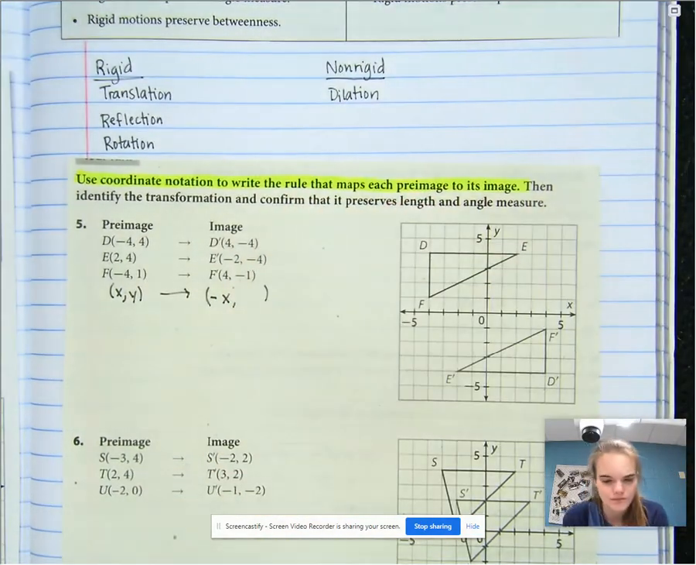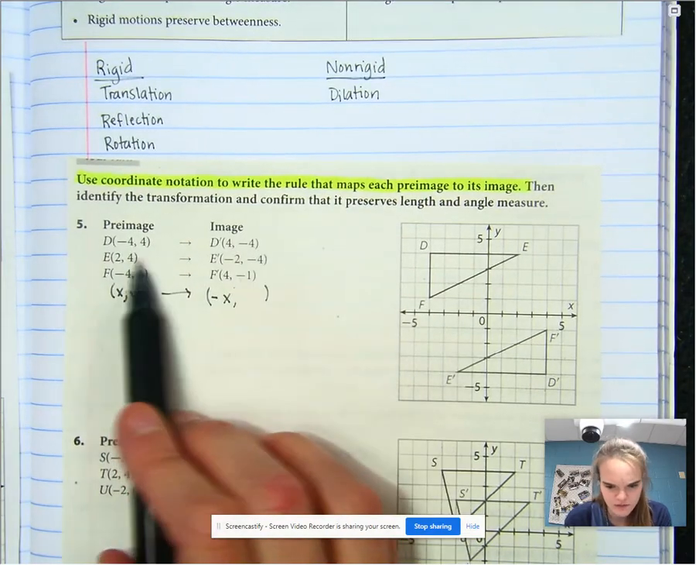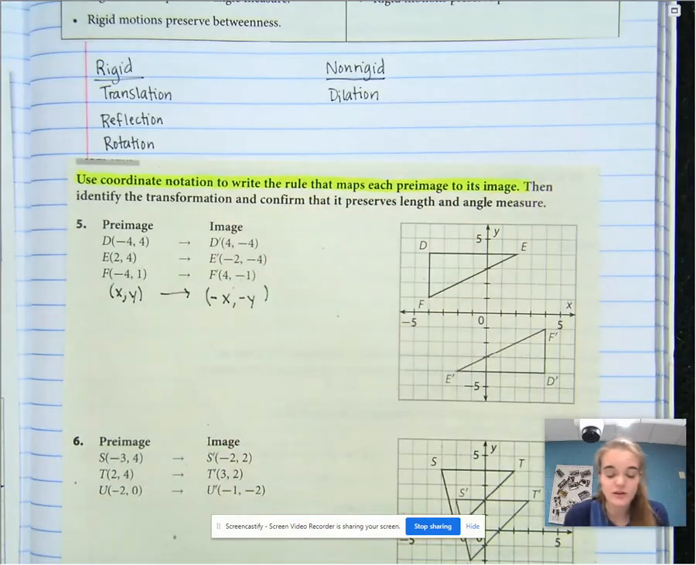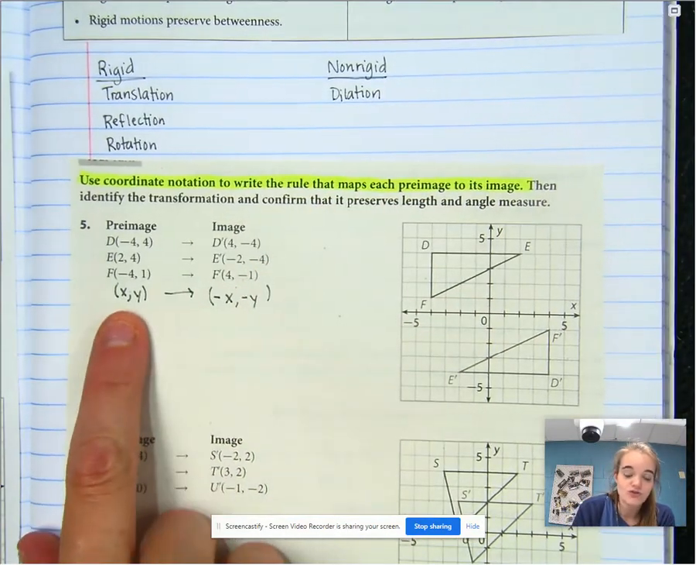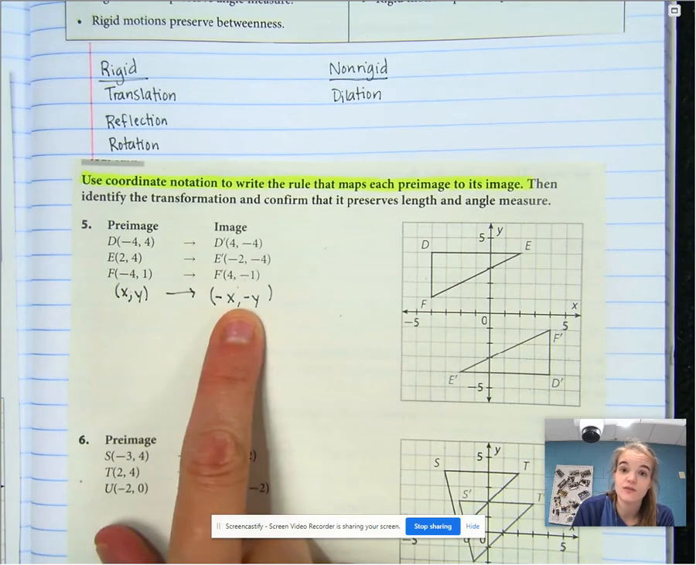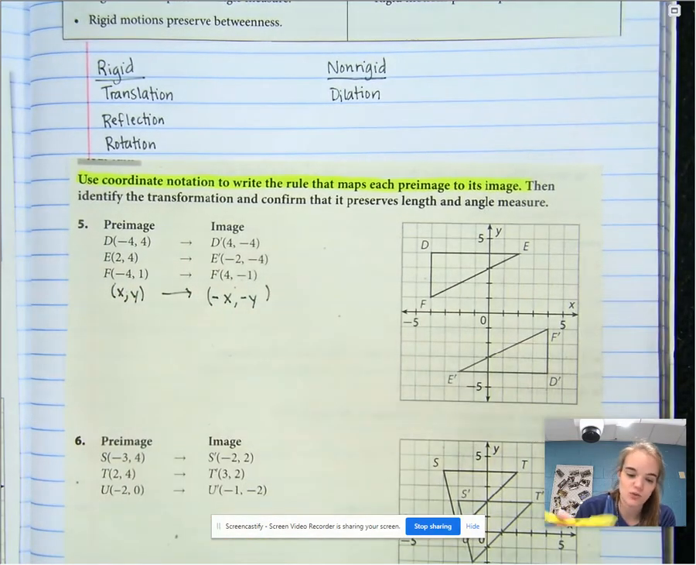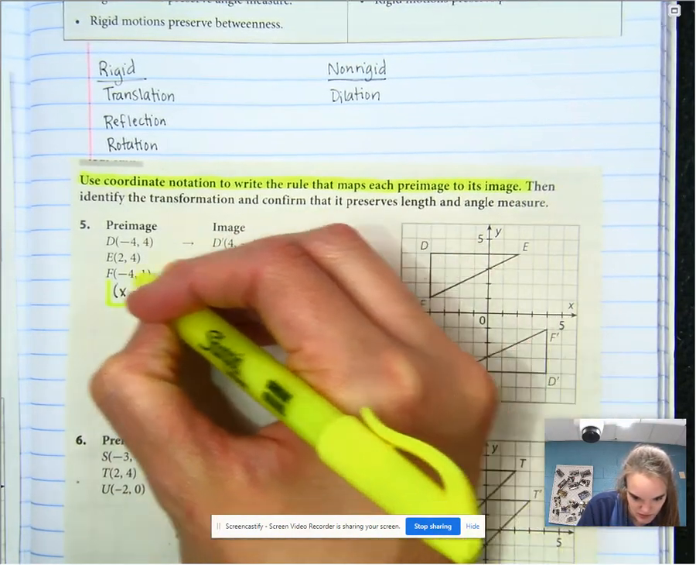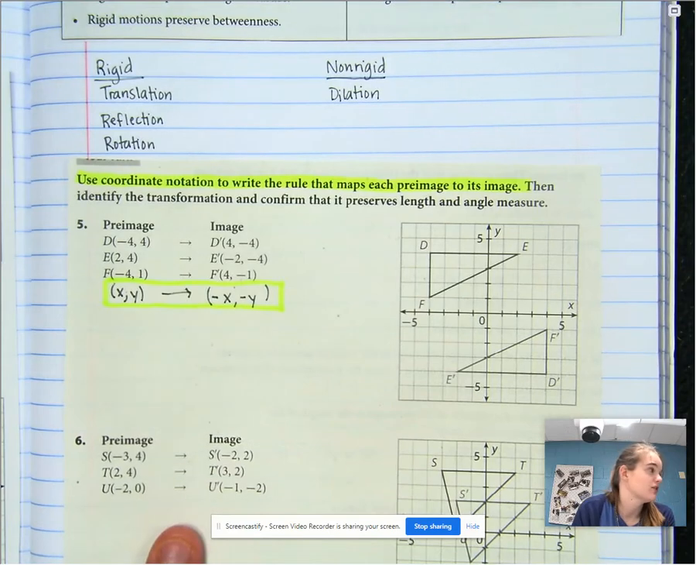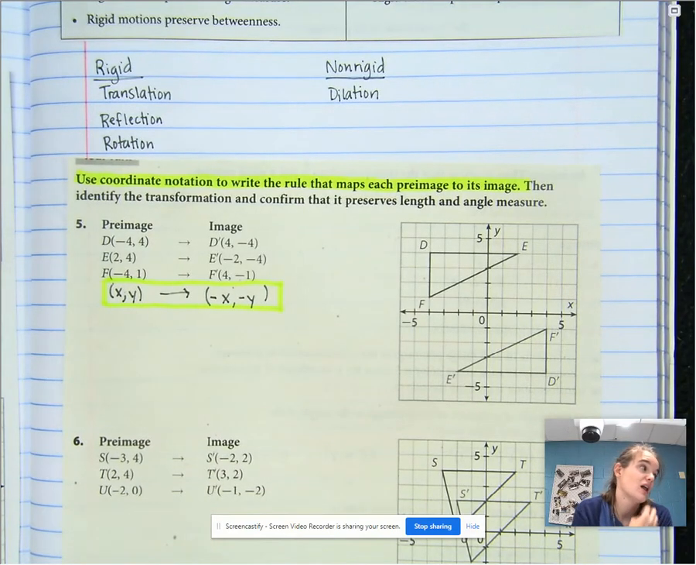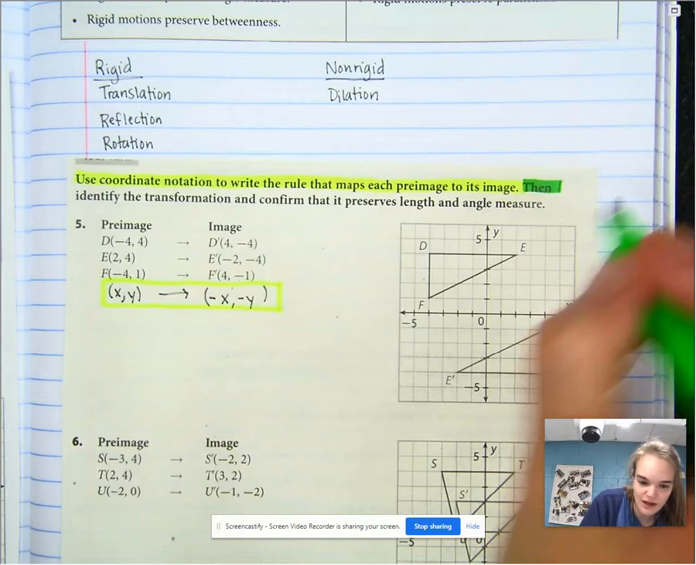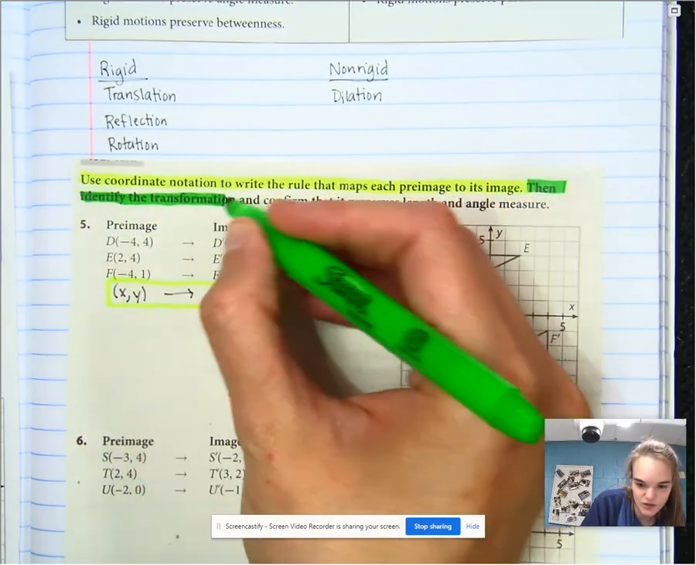Let's find out what happened to y. Negative, negative, negative. Oh, that's cool. It just so happens that it went to negative. I took my points and made them negative. This is the coordinate notation rule. That's what it's discussing. You will do the same thing on 6, and you're going to pause the video and try that later. Okay, let's go to another color. Then, identify the transformation.